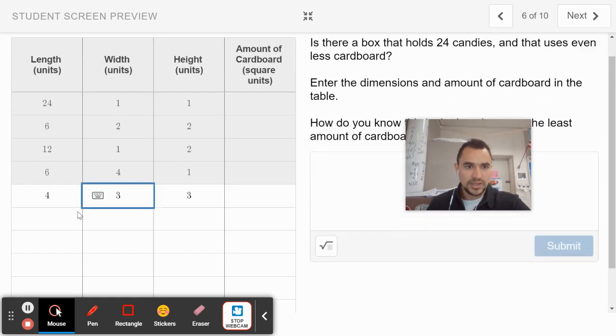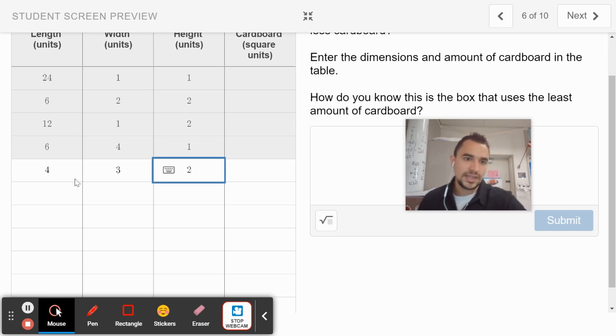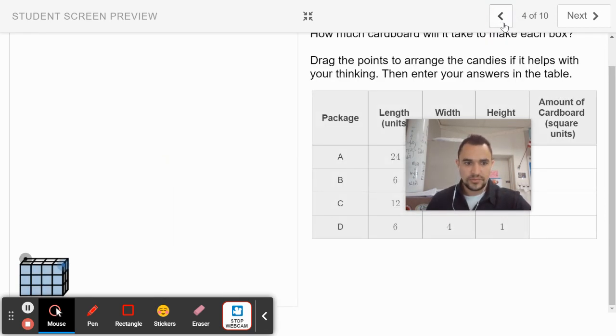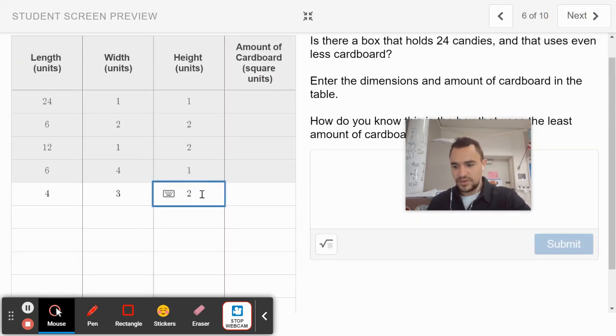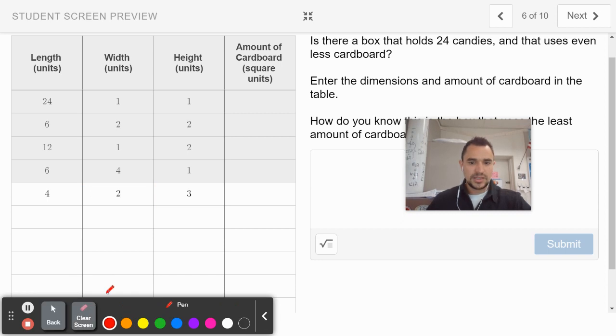So 4 wide, 2 length, and 3 height. 4 length, 3 wide, 2 height. 4 wide, 3 height. I put 2 height. It should be 3 height. Sorry. Sometimes that's what you've got to do. All right, let's see what that gives us. Now my pen doesn't want to work, so that's really annoying. I guess I have to use the mouse.